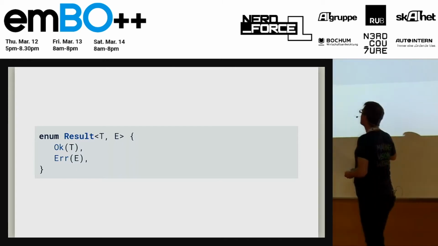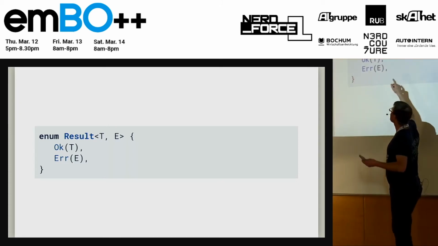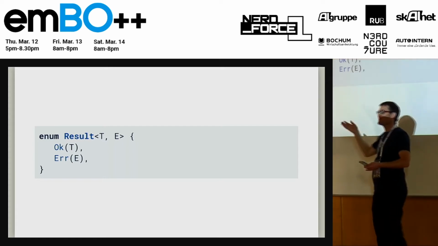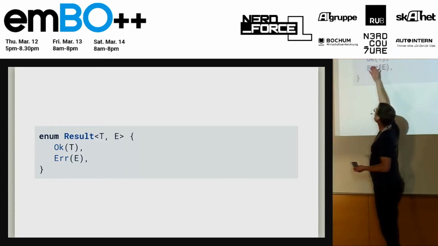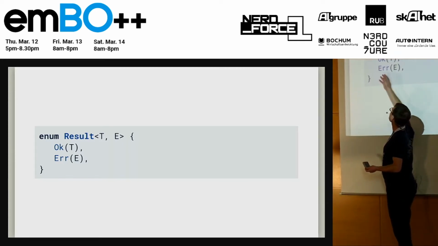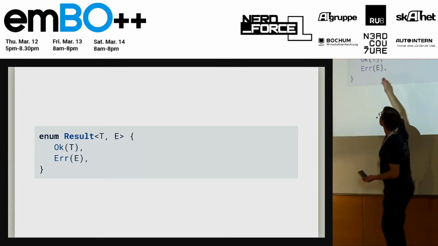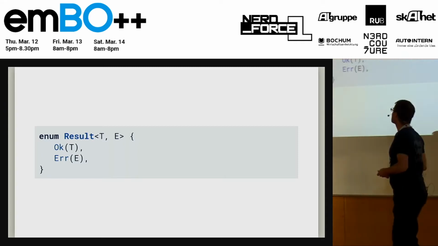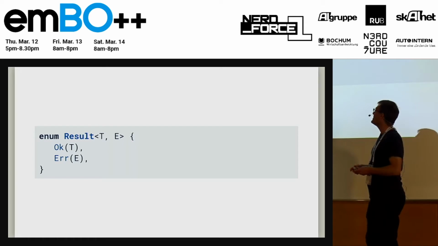And it's kind of like a templated enum, and an enum, like enumeration, can be either this or this or this. So there are two kinds of enumeration values, Ok or Err, and they can hold values in there which are of type T, which is the result type, or an error type. So this is more or less basically the same thing as the Either.